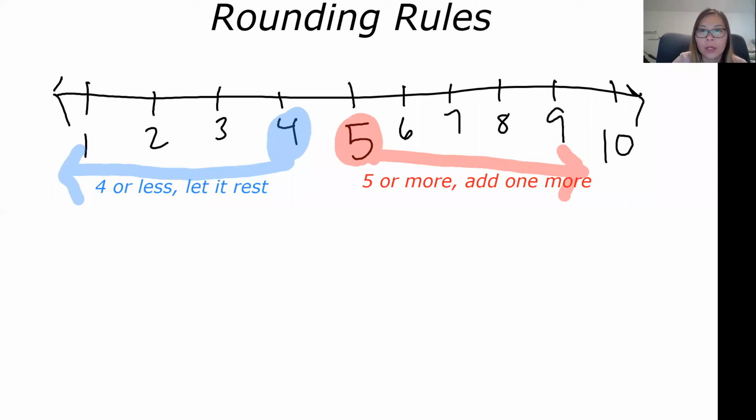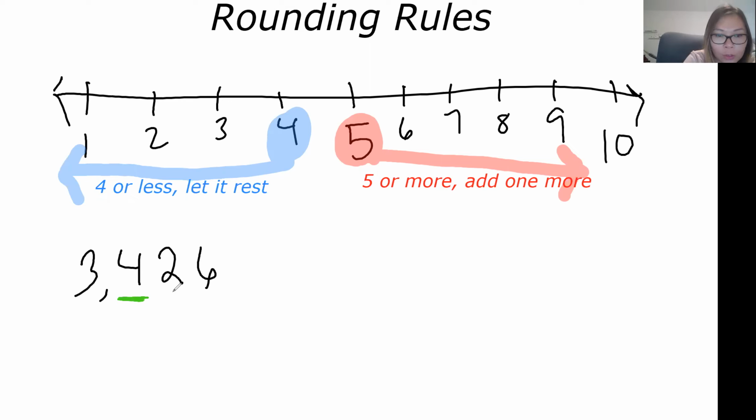Okay, so let's do an example. Let's say I'm rounding 3,426. Okay, I'm gonna round it to the nearest, let's say, hundreds place. So the 4 is in the hundreds place. I'm gonna underline what I'm rounding. I'm gonna circle the number to the right because this number right here, this is the big bad boss. This 2 tells the 4 what to do.